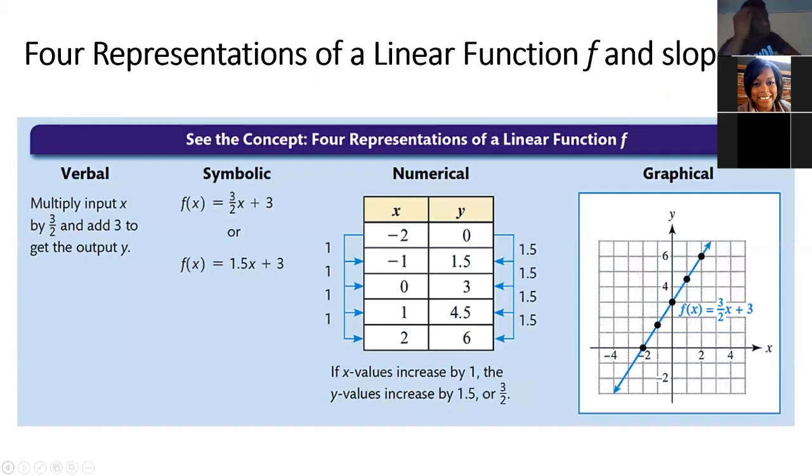All right, so looking at slope from all representations. If you have verbal, you're describing it as your constant, or you're saying you're multiplying the input by 3/2 and adding 3. So you can identify your slope and your y-intercept from there. Symbolically, you're writing it as an equation or a function.